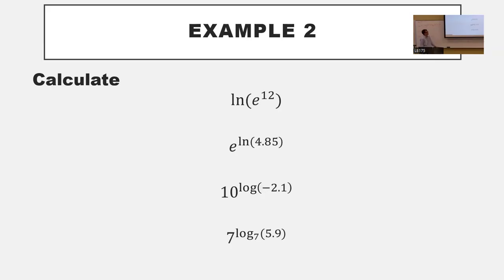Well, I'm just going to talk through this slide. Notice that if I take the natural log of e to the 12th, I just get 12. If I take e to the natural log of 4.85, I just get 4.85. The third one is the trick one. It does not exist, because you can't put a negative inside the argument of a log. But the fourth one, 7 raised to the log base 7 of 5.9, is going to be 5.9.